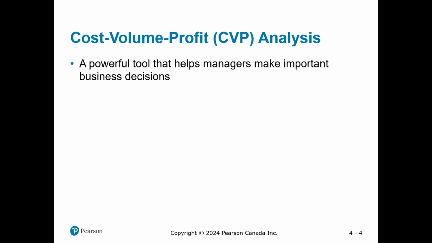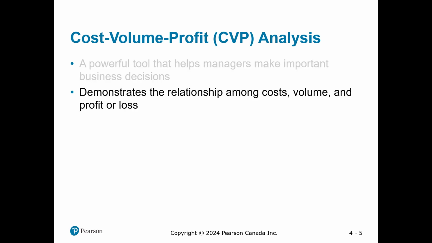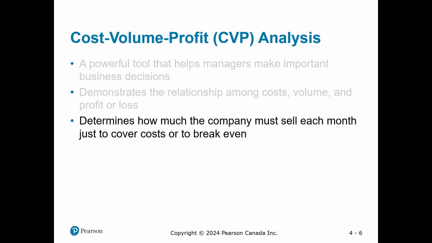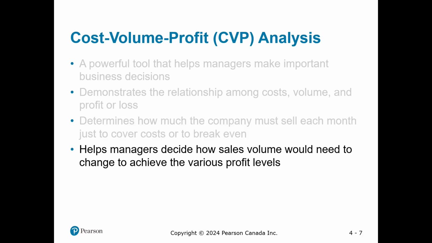CVP is a powerful tool that helps managers make decisions using the relationships between costs, volume, and the company's profit. For example, what would happen to our operating income if transportation costs to bring in materials increases by 20%? Companies can use CVP analysis to figure out the sales volume that will be needed to break even or cover fixed costs. They also use CVP analysis to determine the sales volume that would be needed to earn a target profit. For example, $50,000 every quarter.